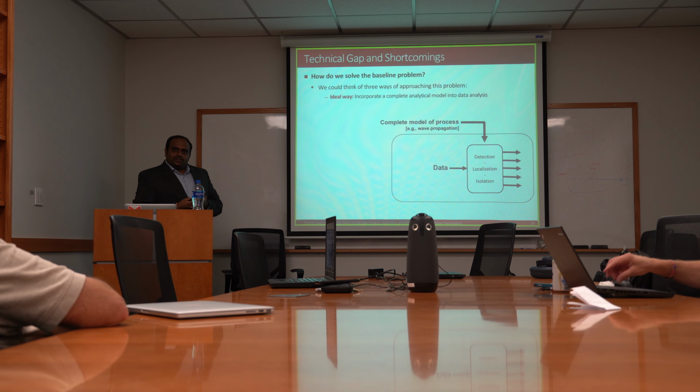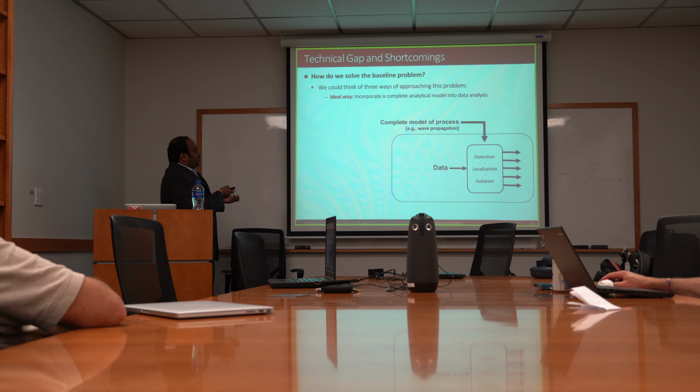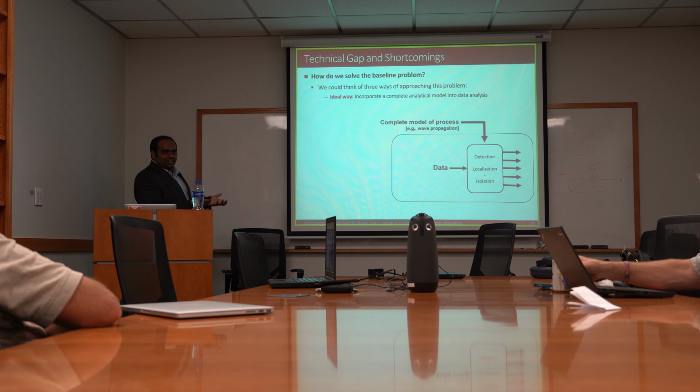So there are three ways to deal with this. One is the ideal way, where we have a model which is assumed to be very accurate, and then you can use that model itself as a baseline. That is an ideal case, which is not usually how we can go about it, because it is not always possible to have an accurate model. Then we compare it with the data, and you get a baseline signal. Once we get a baseline signal, you can do the detection, localization, and isolation, and other applications of structural monitoring.